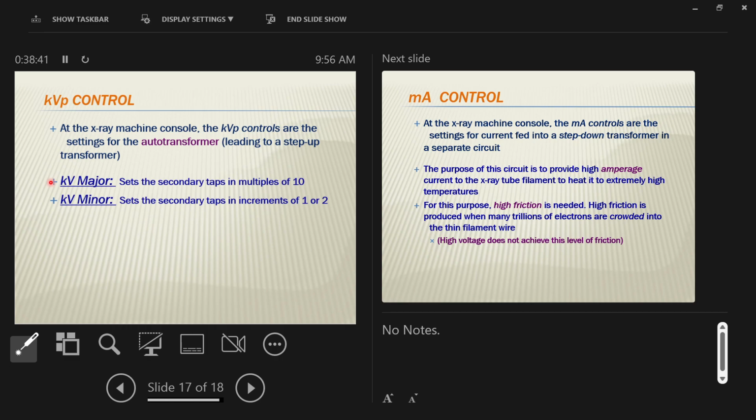If you want to set 50, 60, 70, 80, 90, 100 or more kV, you make changes of 10 at a time, and the major setting is appropriate for that. But if you need to set 85 kV, then you have to use the minor setting as well. So this is a small idea: you just have to use two different knobs to make your KVP setting.